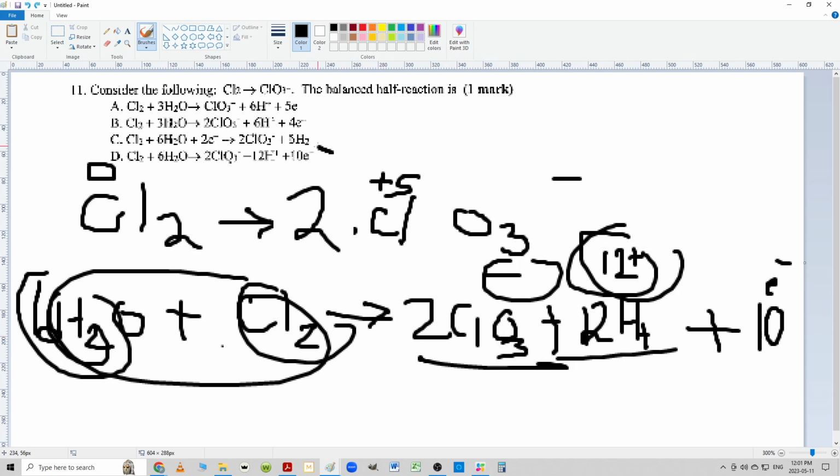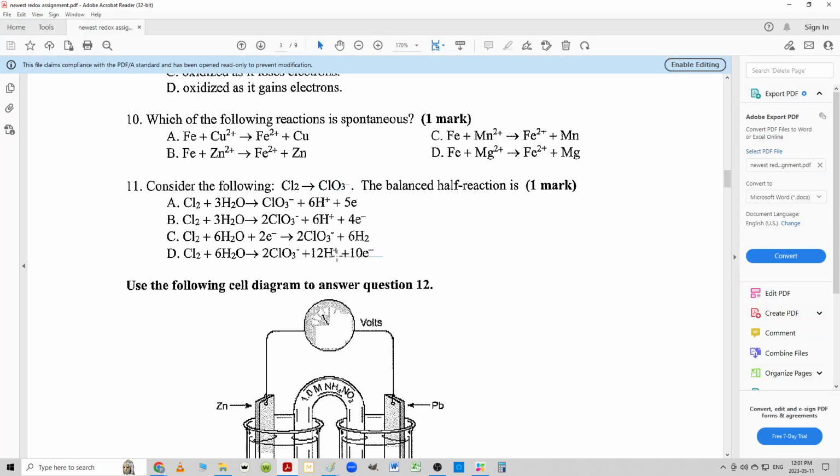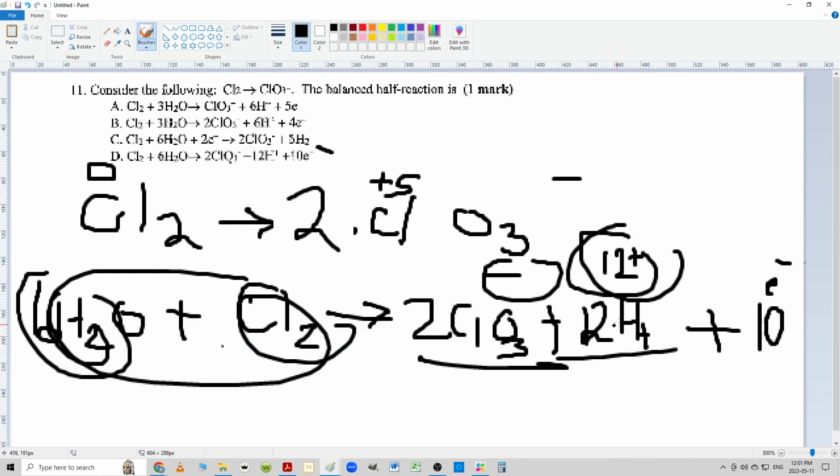The only one that has 10 electrons on the right is this one. And it's exactly as we've written: 12 hydrogens, 6 waters.